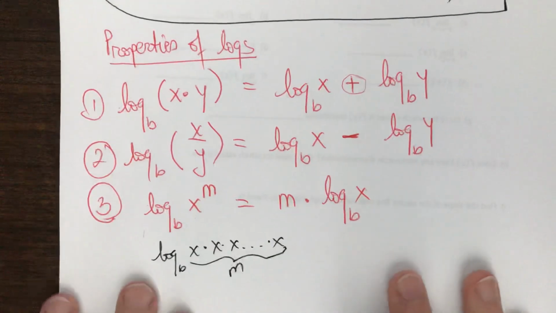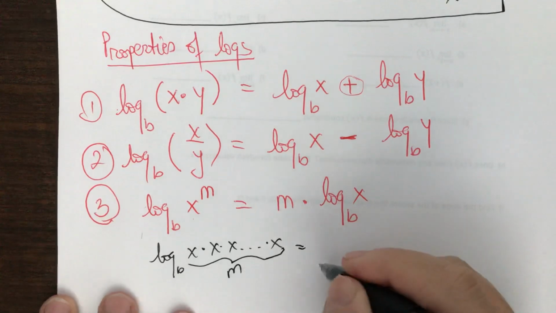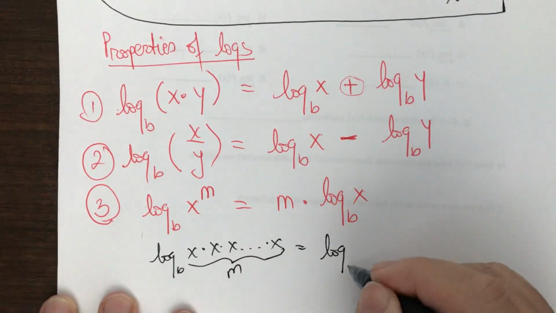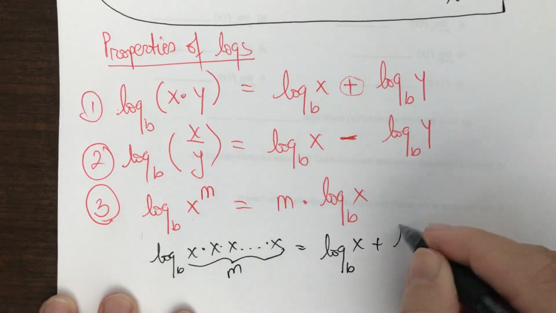So what the first property says is that if you have a product inside a log, you split the log into each of these factors.